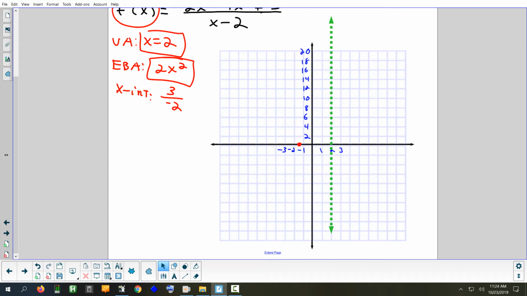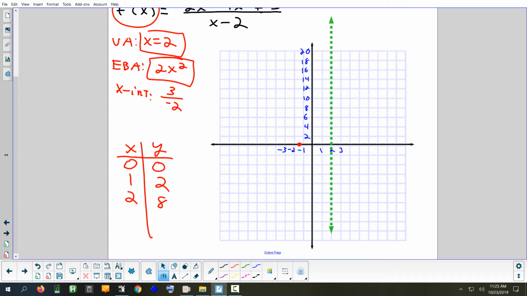Alright, now to sketch the EBA, if you get stuck, what I do is you could just make a table of values. When x is 0 and you plug it in, what do you get for the EBA? 0. How about when x is 1? 2. When x is 2? 8. When x is 3? 18. And it's symmetrical because it's a parabola. So -1 is also 2. -2 is 8. -3 is 18. So let's sketch those.